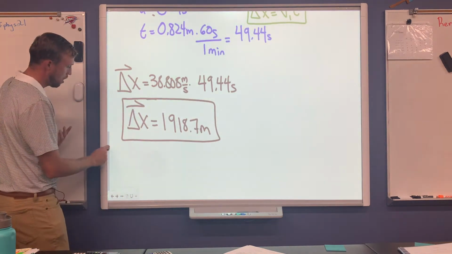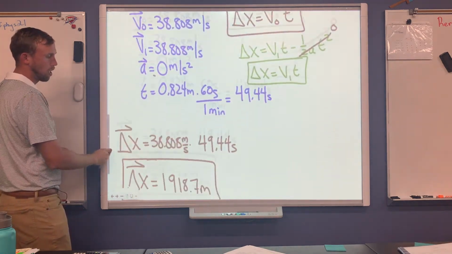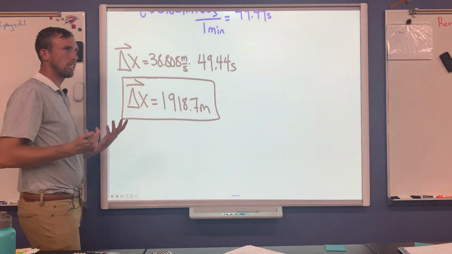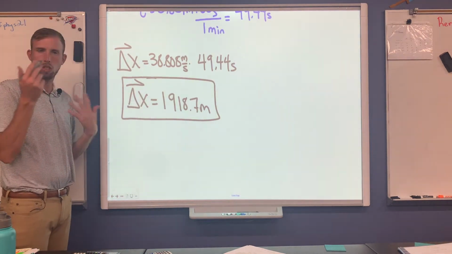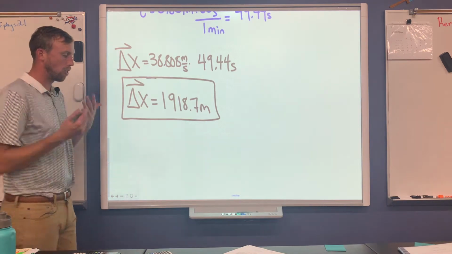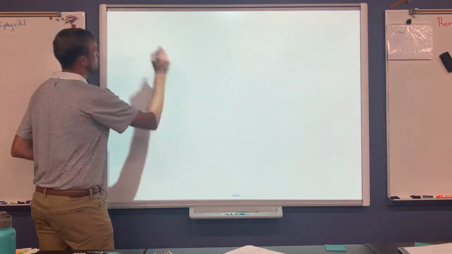So I've got part A, which tells me I'm at about 244. Okay? I've got part B, which tells me about 1918. If I add those together, I'm going to get somewhere in the ballpark of about 2100-ish, close to 2200. So we've got our first two parts. Let's look now at our last one. So we've got now a little more space.